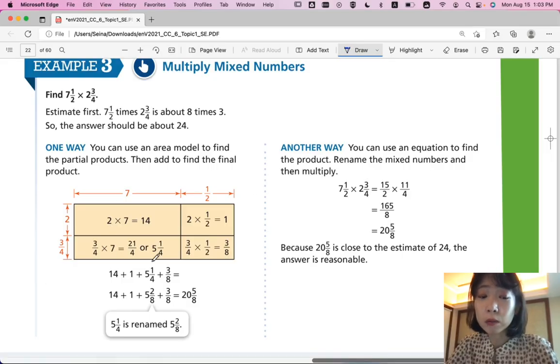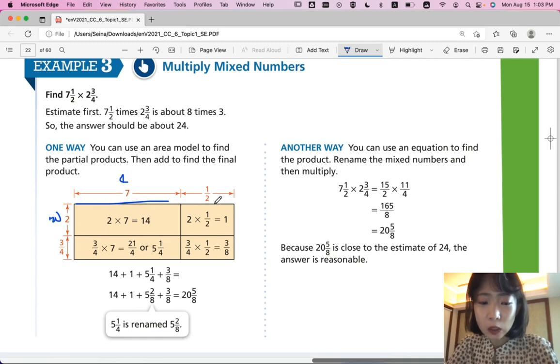You need to know what an area model is and how to use it. So one part is going to be 2 and 3/4, and another part horizontally is going to be 7 and 1/2. So if we have 7 and 2, it's easy to multiply. 7 times 2 is 14. So this area has a length of 7, right? And width of 2. So in order to find the area, it's easy. 7 times 2 is 14.